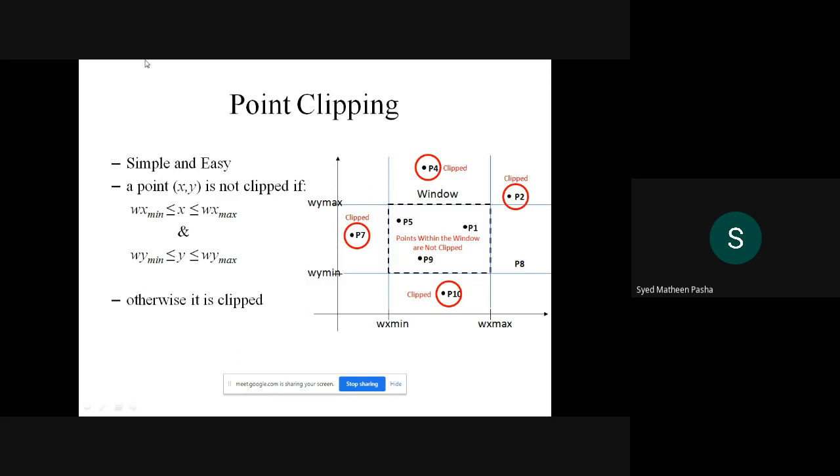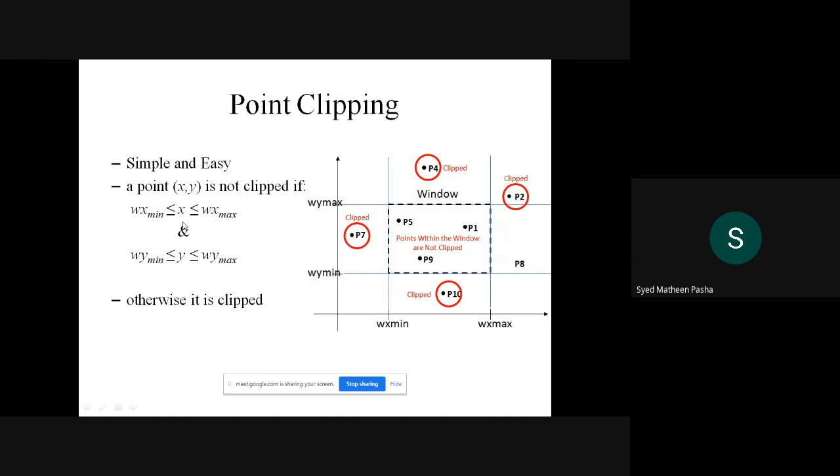So check out what the advantages of point clipping are. Point clipping is basically simple and easy. That is, you have no complexity in that. You can just manually eliminate the points which are not required, which are not necessary in the display function. Then a point xy is not clipped if there is some condition with respect to point clipping.